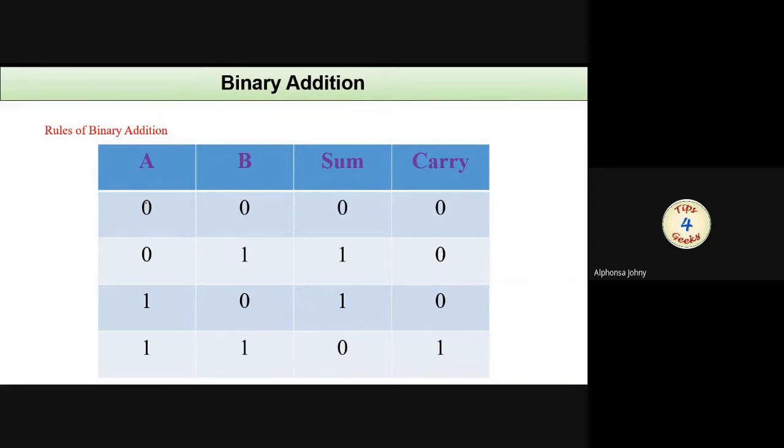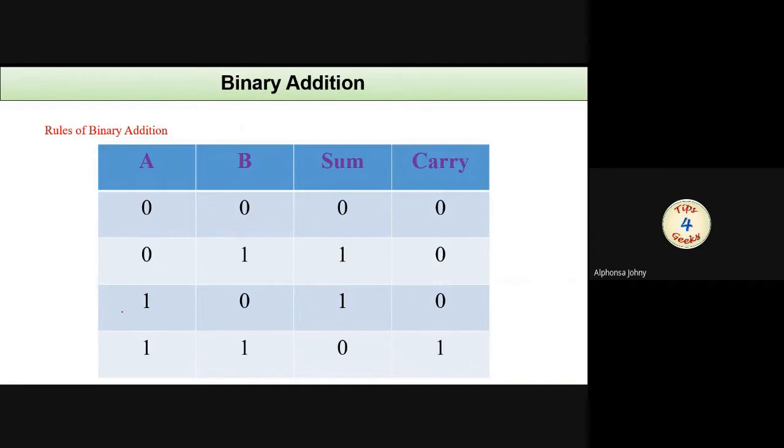First of all, both the bits are 0. That is 0 plus 0 is equal to 0, and there is no carry. Both sum and carry are 0. Next, bit A is 0 and bit B is 1. So 0 plus 1 is equal to 1 and there is no carry, so carry is written as 0. Then the first bit is 1 and the second bit is 0. That is, we are adding 1 plus 0. So the result is 1 and the carry is 0. Carry is not generated in this step.